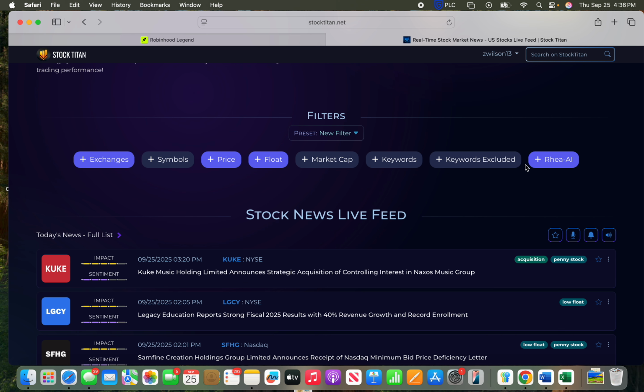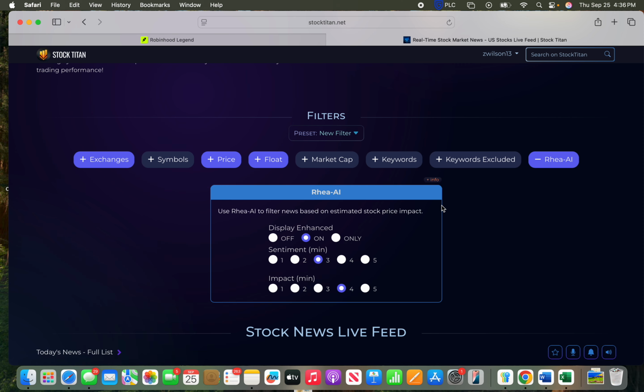But the other thing that is really important is I go to this little tab here, and I've noticed that the ones that move really fast have an impact of at least four. So I have the setting here. You can play with this, but I've noticed that if the impact is at least four, it's pretty impactful for that particular stock. But I mess around with the sentiment too, because there's been some that I've missed if I had this one as four, because sometimes the sentiment's three.